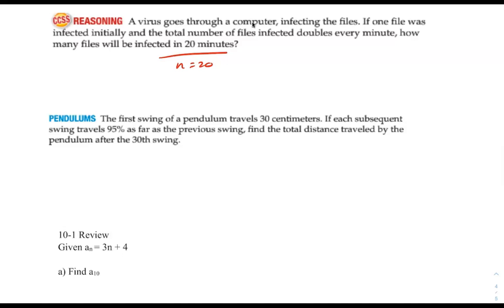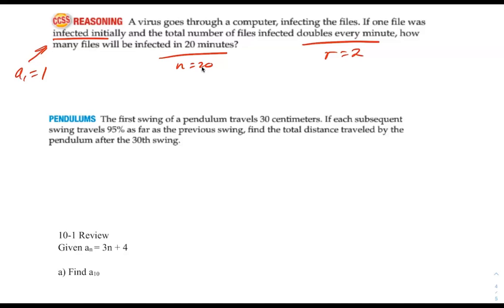A virus goes through your computer infecting the files. If one file was infected initially, that's my A1 is 1, and the total number of files infected doubles every minute, so that's my rate. R is 2. How many infected in 20 minutes? So again, if it said how many infected forever, then it'd be an infinite sum. But in this case, it said in the first 20 minutes, so I have my n is 20. So again, it's a number, how many files will be affected in 20 minutes?